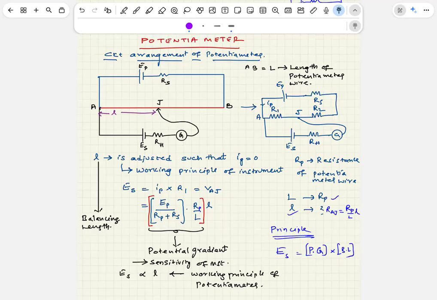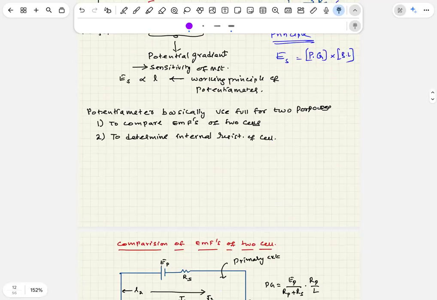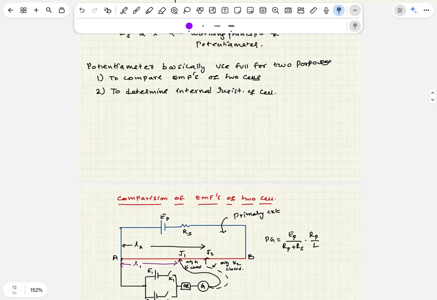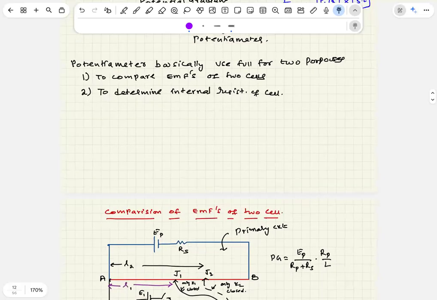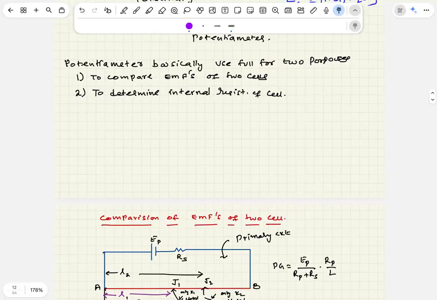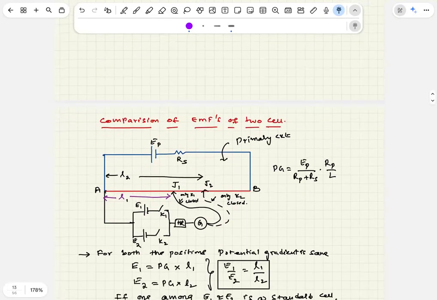Any doubt till this point? Right? Next. So basically, the potentiometer is used for two purposes. The first purpose is to compare the EMFs of two cells, and the second purpose is to determine the internal resistance of the cell.